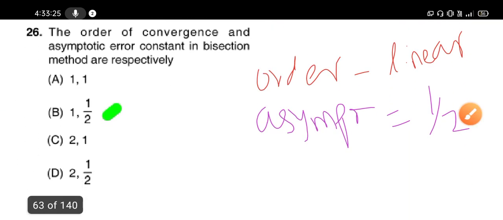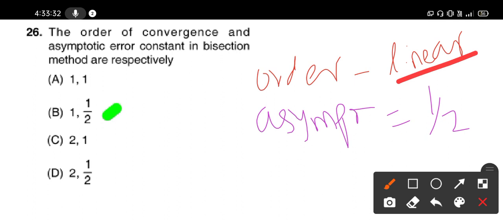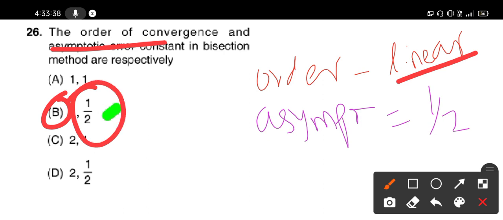The order of convergence and asymptotic error constant in the bisection method. Here the order is linear, so order is 1, and the asymptotic error constant is half, 1 by 2. So option B is correct.